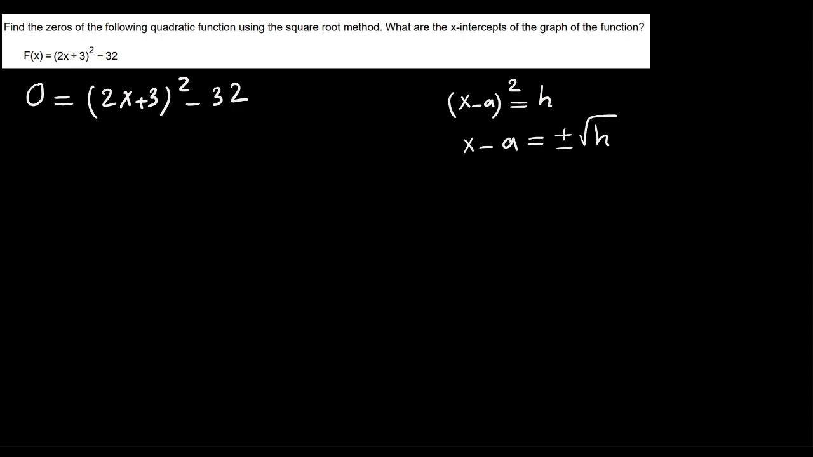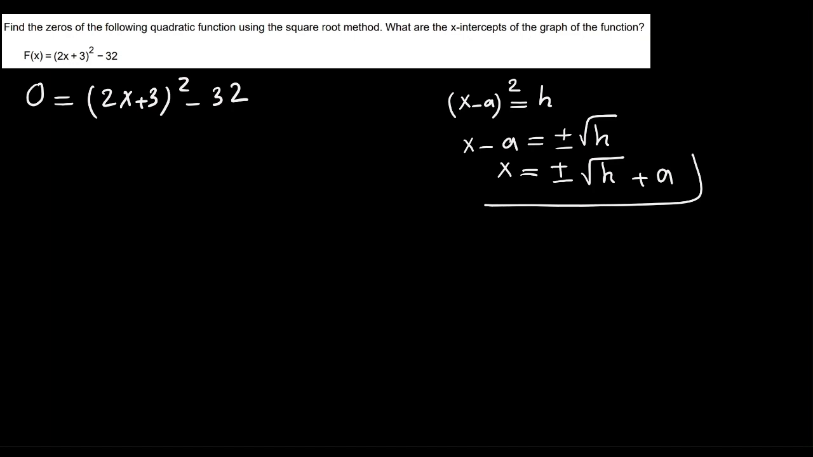In the next question, again we have a quadratic function, the square of 2x plus 3 minus 32, and we want to find zeros by the square root method. Because we are looking for zeros, it means that f of x is 0. So we have the square of 2x plus 3 minus 32 is 0. The square root method says that when you have a square of x minus a equals, for example, h, then take the square root from both sides, and x minus a is positive and negative square root of h. Then you can add a to both sides, and x is positive and negative square root of h plus a.